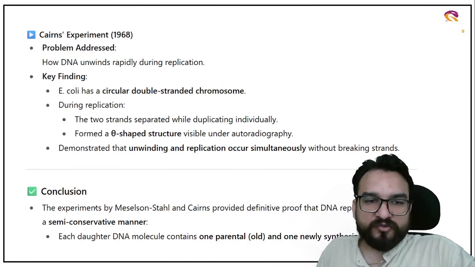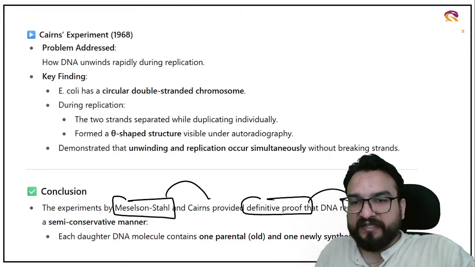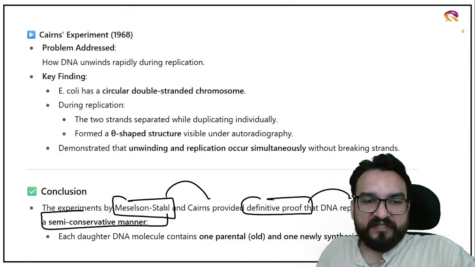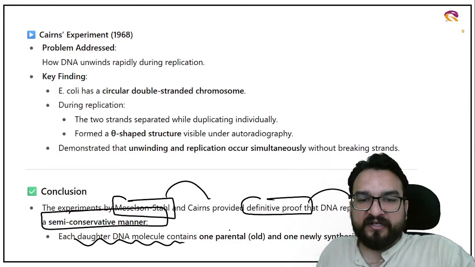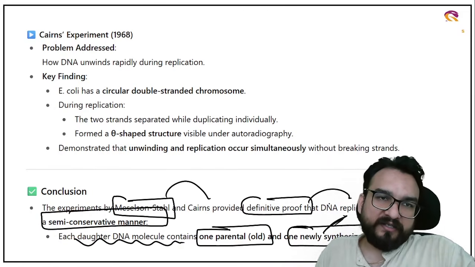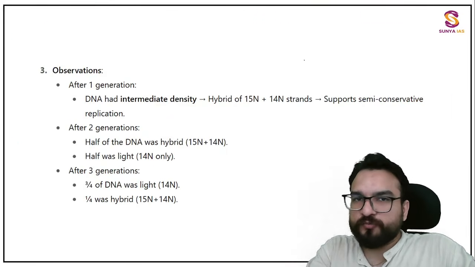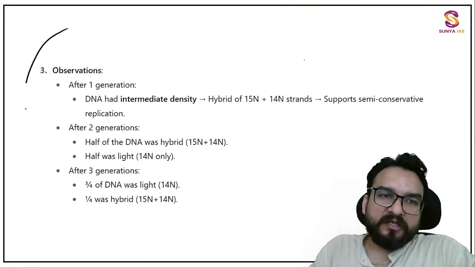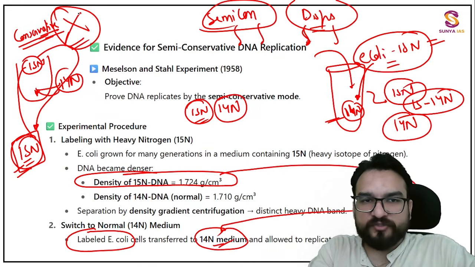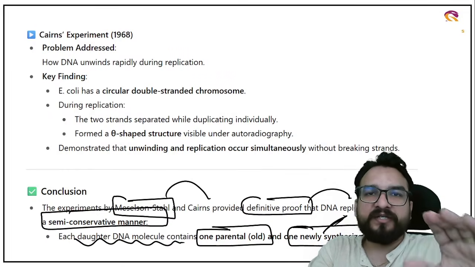So the experiments by Meselson and Stahl provided definite proof that DNA replication occurs in a semi-conservative manner. Each daughter nucleus contains one parental and one newly synthesized strand, right? So this is the Meselson and Stahl experiment. You will be writing it in simple understanding, based upon your understanding, this you have to write over here. A lot of things you have understood in the DNA part.